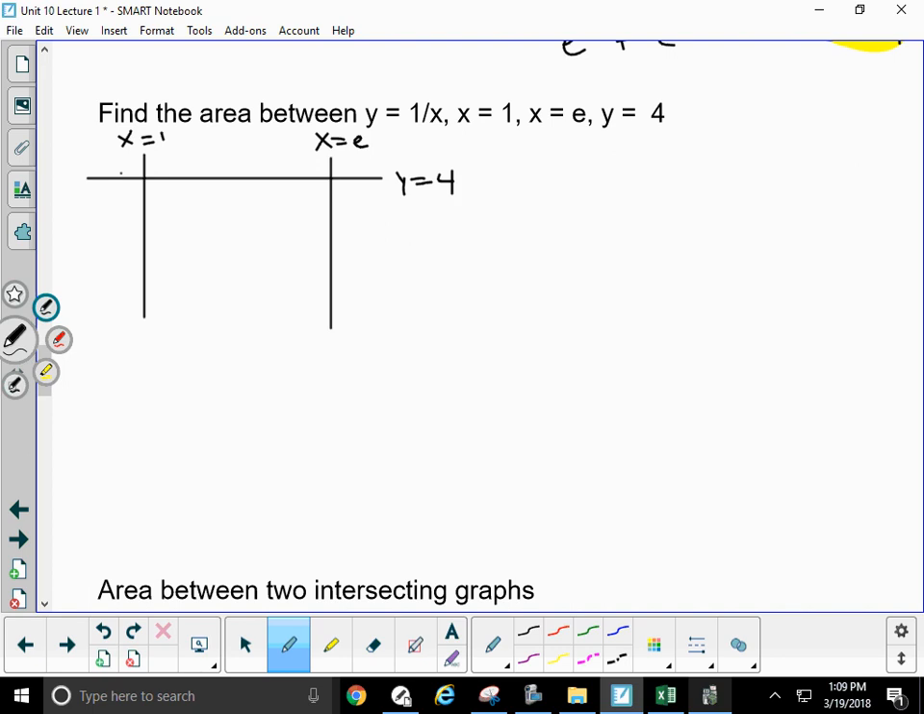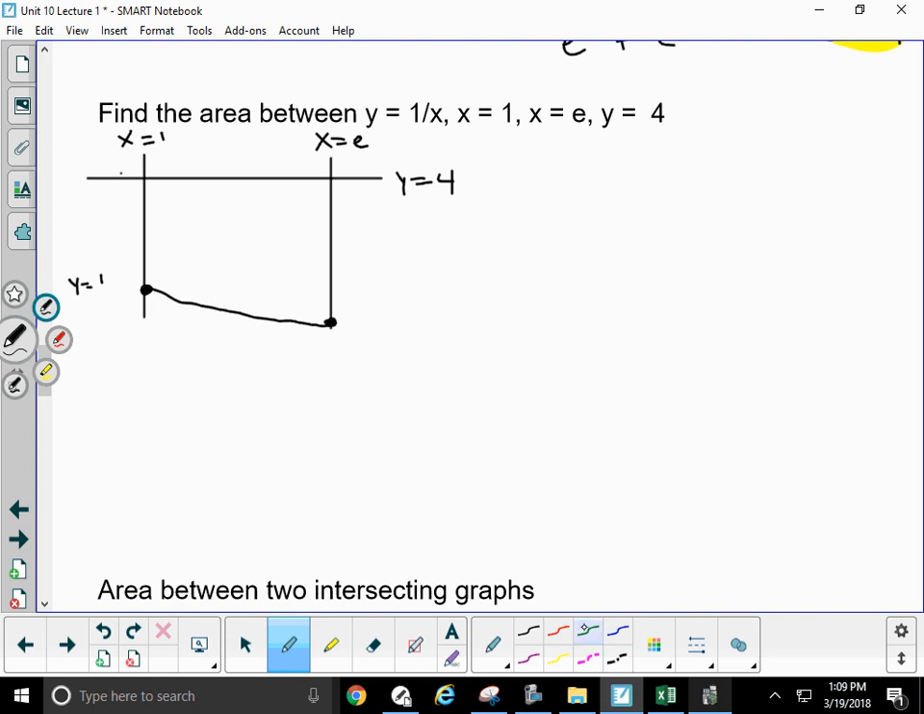If I plugged 1 into 1 over x, 1 divided by 1 is 1. So I know 1 over x starts at this point. Just going to say this is y equals 1. So I plug in e into 1 over x. I get 1 over e. Well, e is around 2.7, so 1 over 2.7 is close to 1/3. 1/3 is less than 1, so maybe we're down here. And we connect it. I don't really need to know how to connect it.